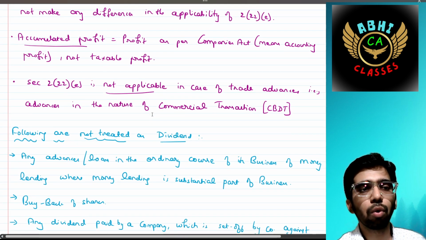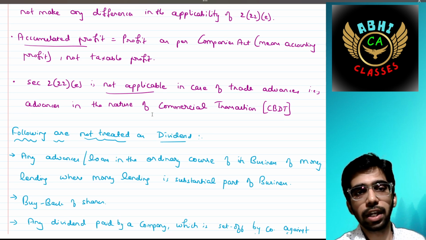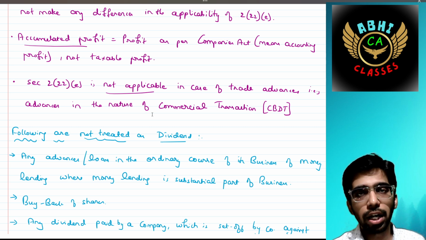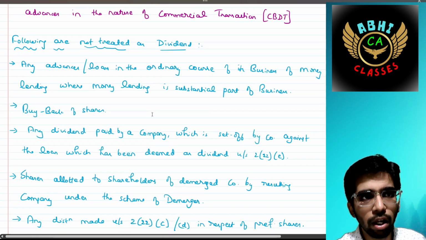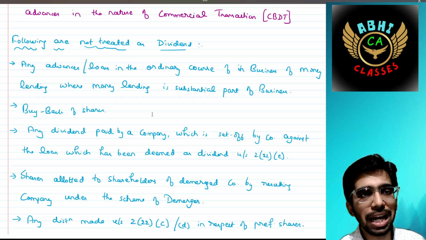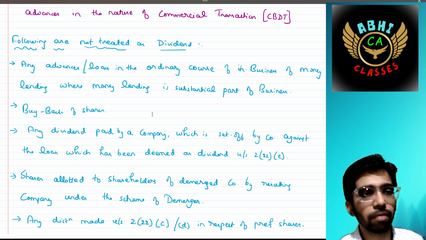Simple. Section 2(22)(e) is not applicable in case of trade advances, for example advances in the nature of a commercial transaction. It is only applicable for other loans and advances not related to trade or business. Then the following are not treated as dividend: any advances or loans in the ordinary course of business, where lending money is a substantial part of the business, like banks.